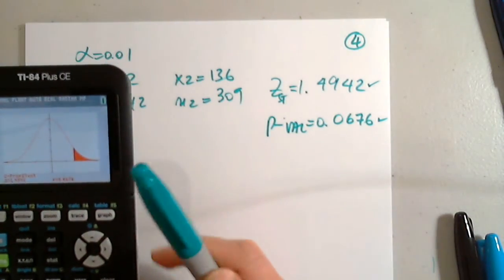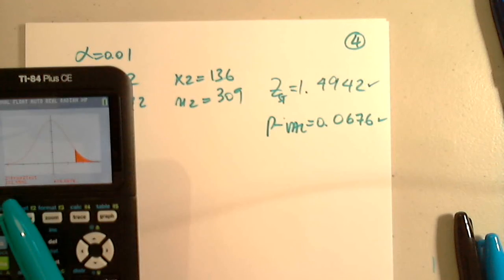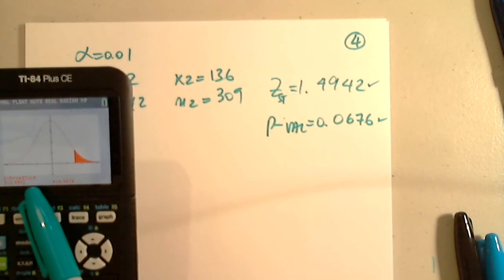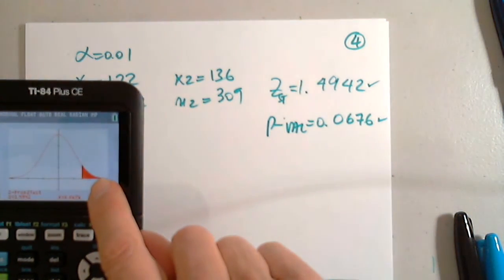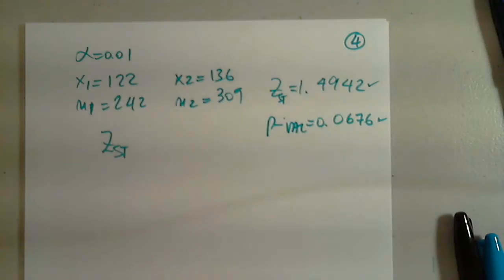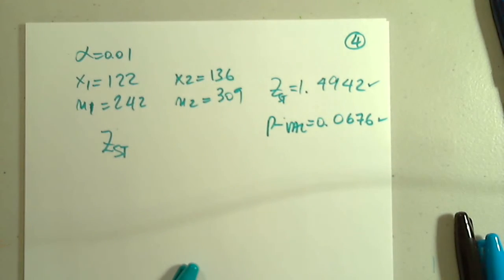Here it is. I just did it when you did it. Two proportion Z test. Don't you like that area that pops up? So let me do this for everyone. I like the graph part.